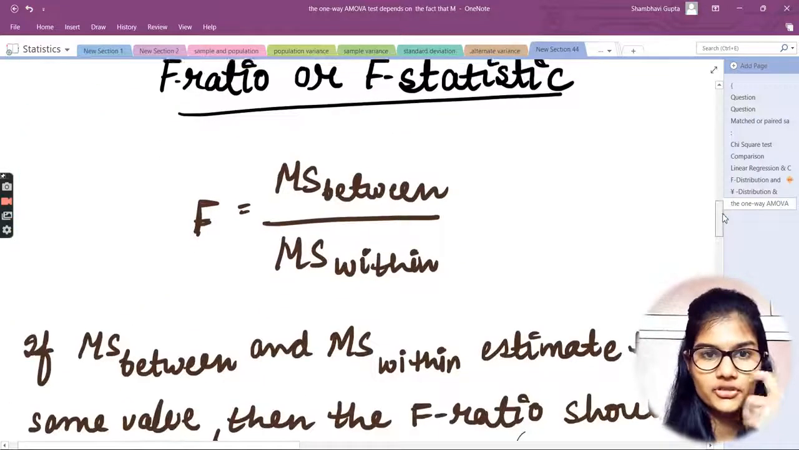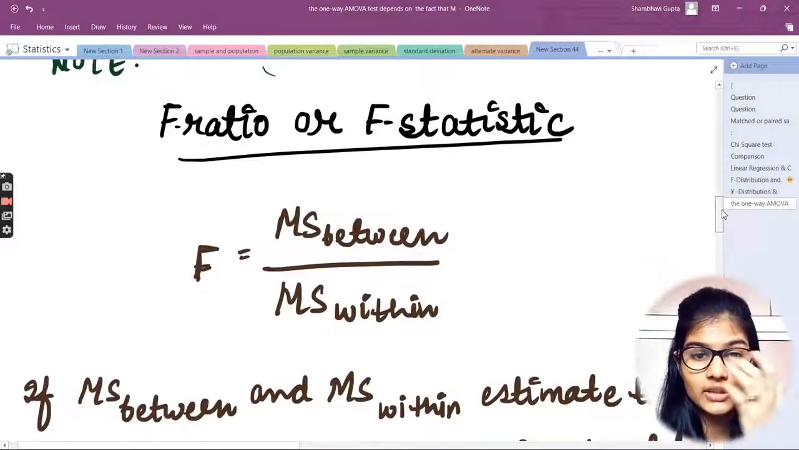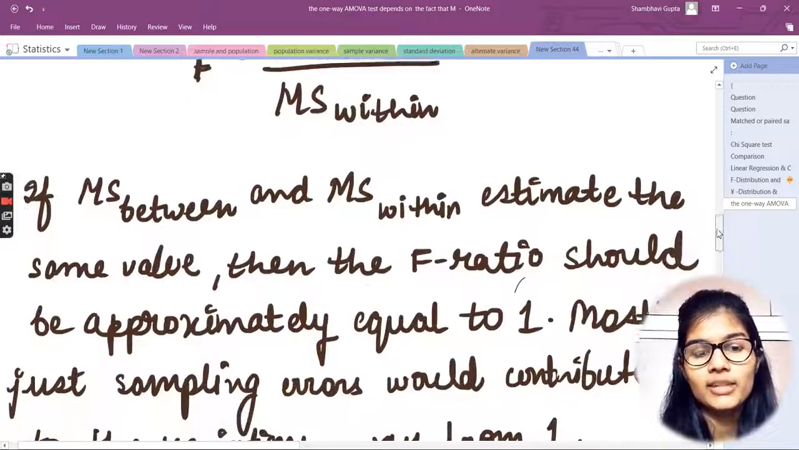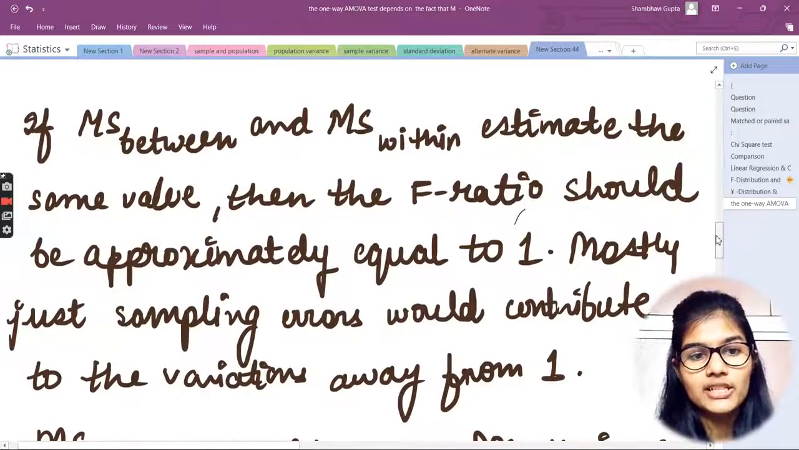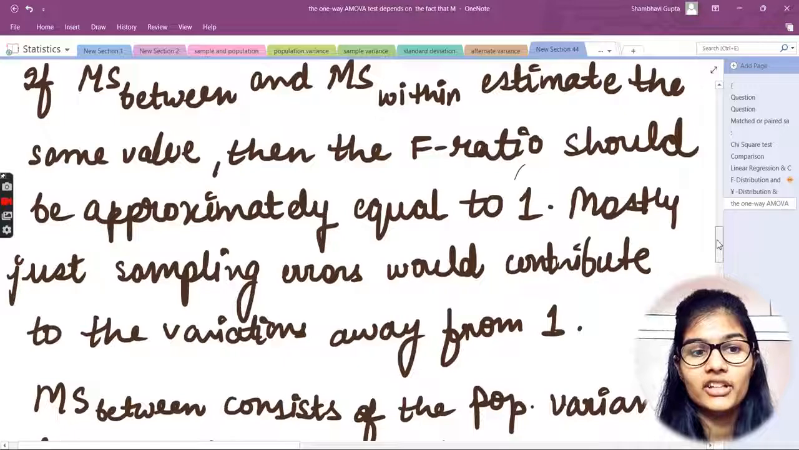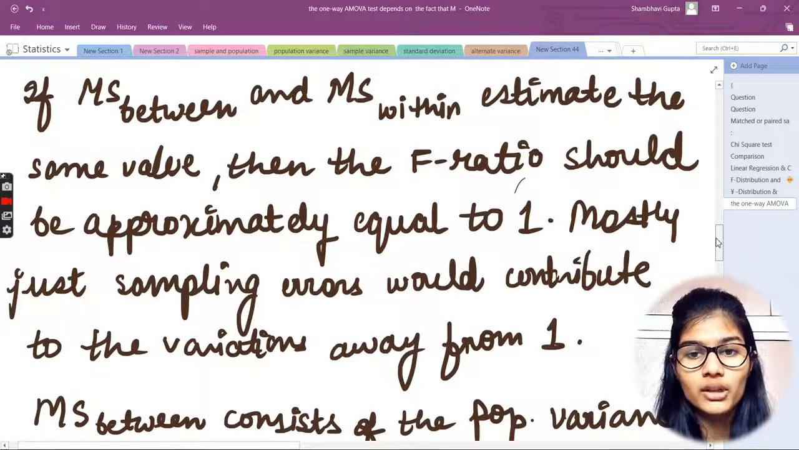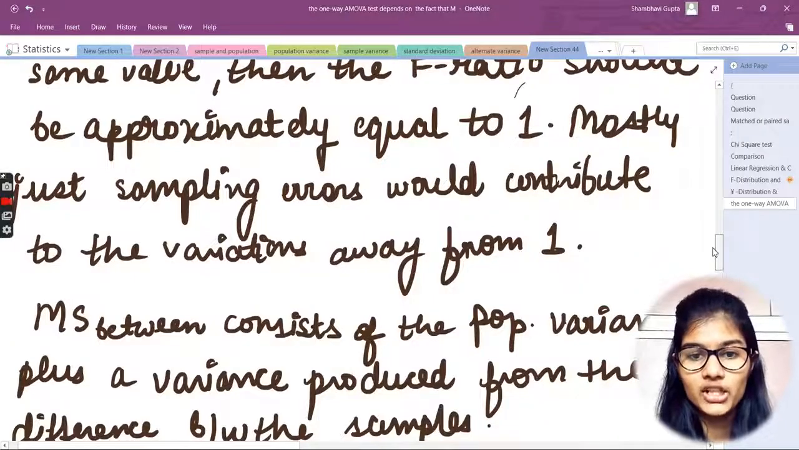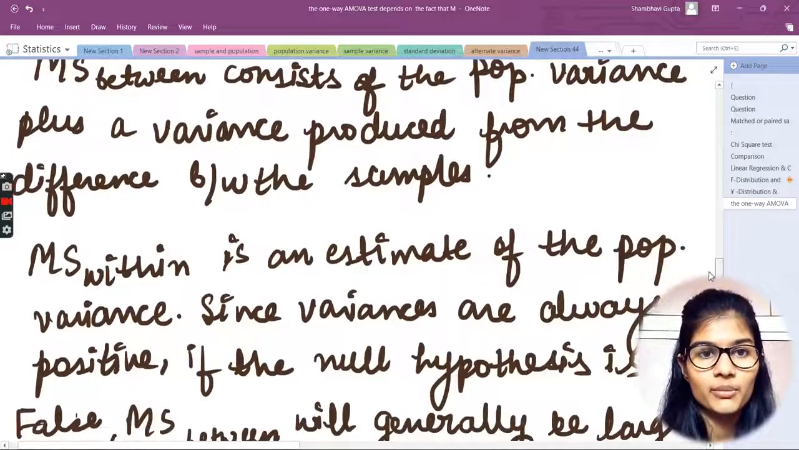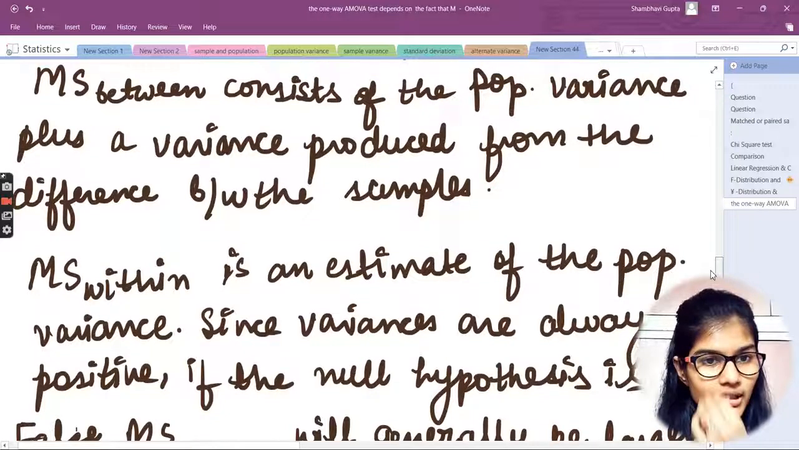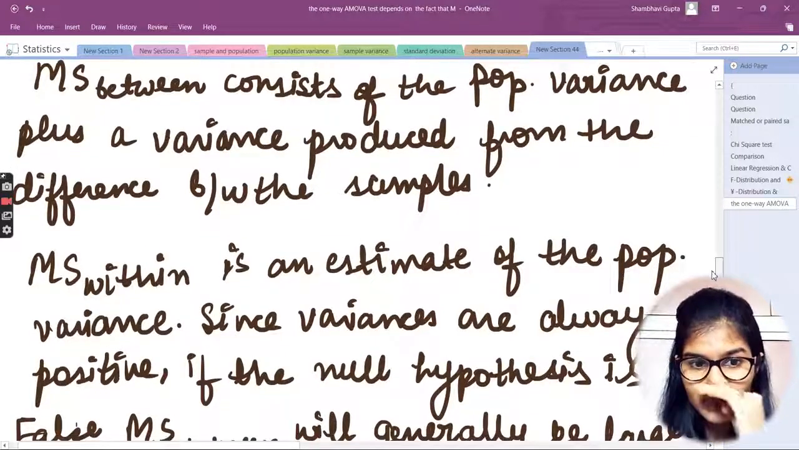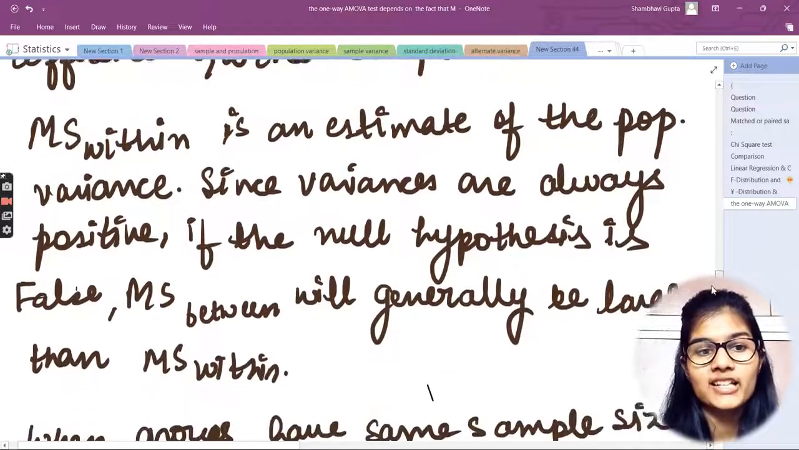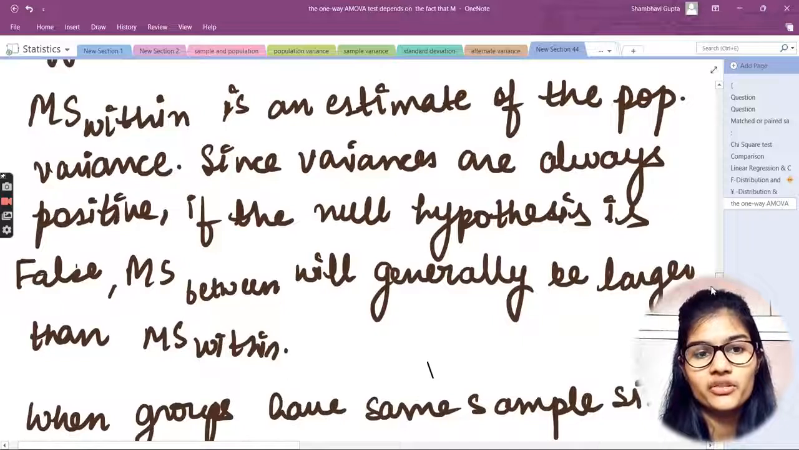Right, so this is about the F ratio or the F statistic. The formula is F is equal to MS between divided by MS within. If MS between and MS within estimate the same value, then the F ratio should be approximately equal to 1. Mostly the sampling errors would contribute to the variations away from 1. MS between consists of the population variance plus a variance produced from the difference between the samples. Next, MS within is an estimate of the population variance.